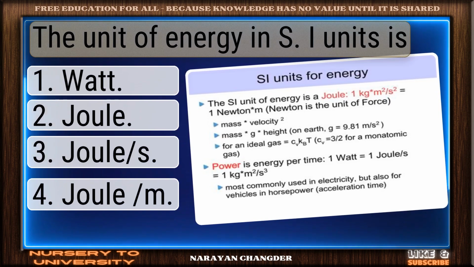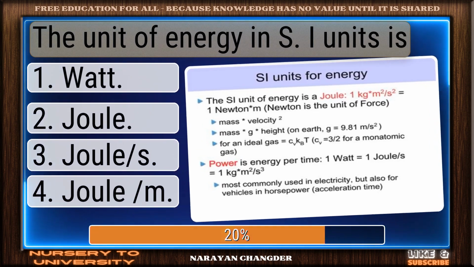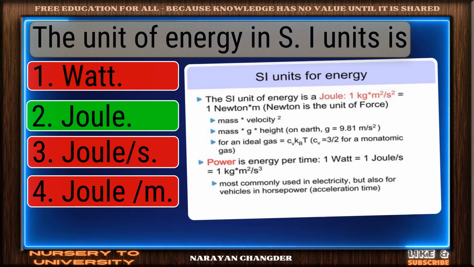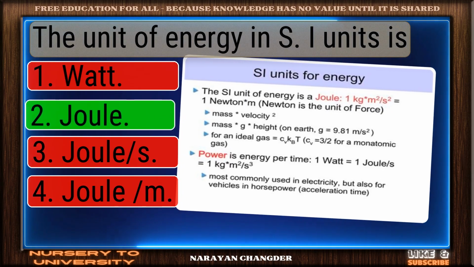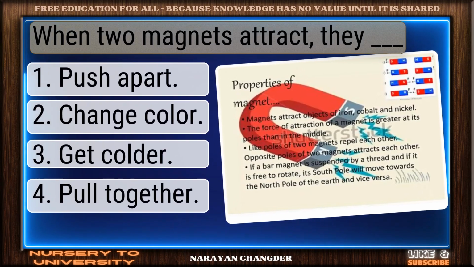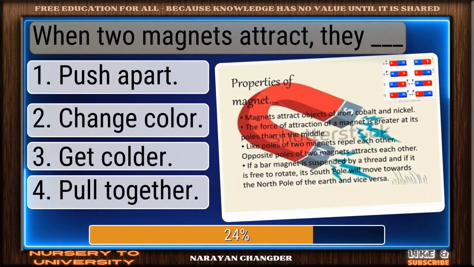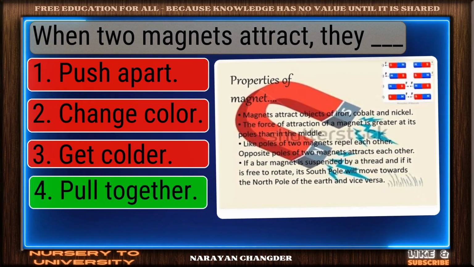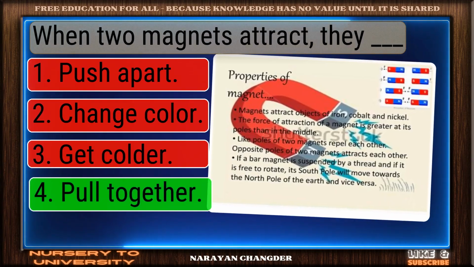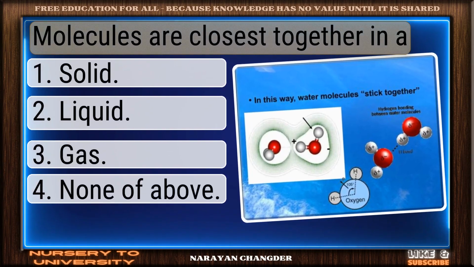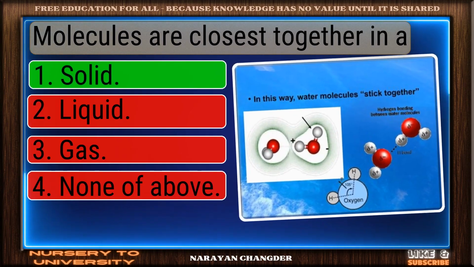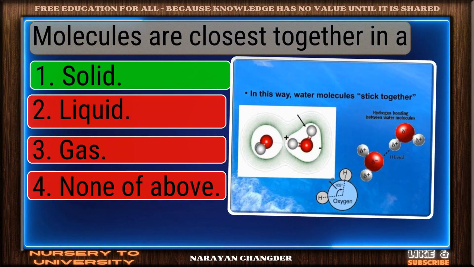The unit of energy in SI units is. Exactly. Joule makes sense and it is right choice. When two magnets attract, they dash. You chose pull together, and it is correct. Molecules are closest together in air. Nicely done. Solid is a solid answer.